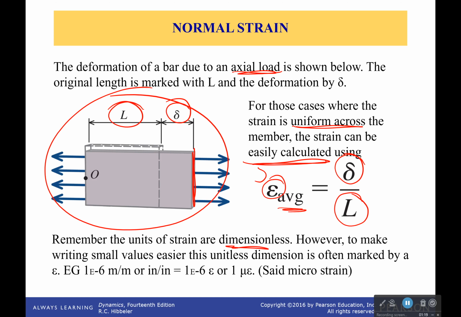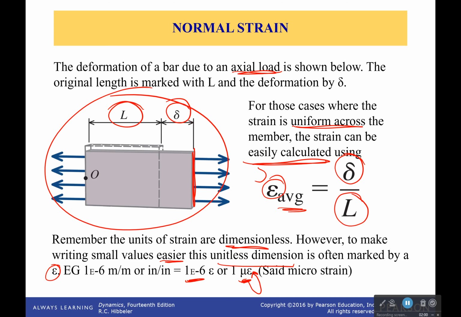However, to make writing small values easier, this unitless dimension is often marked by a strain right here. This epsilon. Sorry, not sigma, this epsilon. And we refer to that as strains. Now, strains are never more than 1. It's always a fraction, so it'll be like 0.5 strains. And also, it's usually tiny, like microstrains are much more normal than anything else. So what you'll see for units a lot of times is a unit that is not a real unit. This strain right here is unitless. It's just an easier way of talking about it than just saying really tiny fractions.